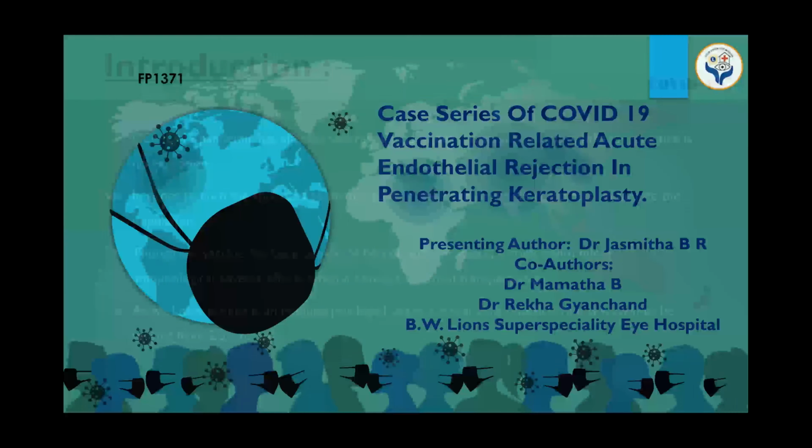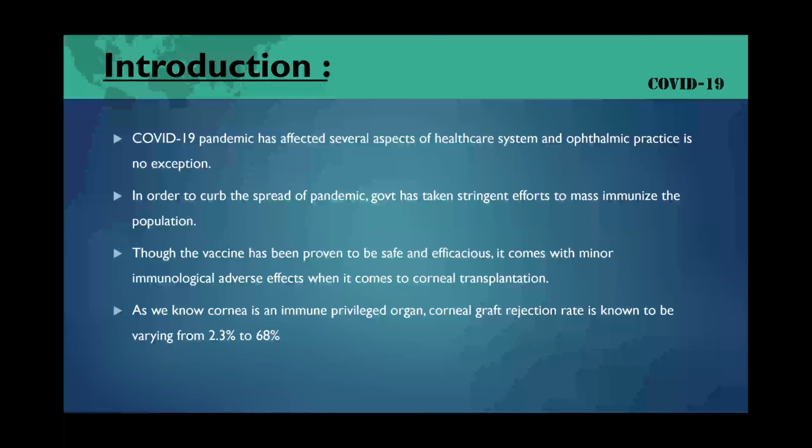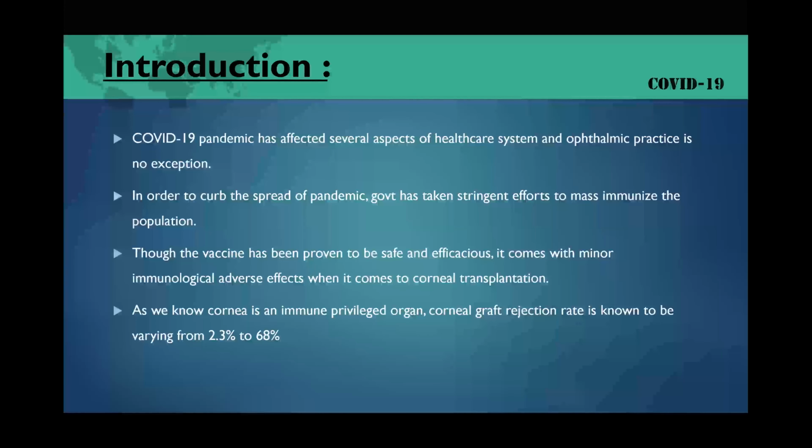So, as we know, the COVID-19 pandemic has affected several aspects of the healthcare system, and ophthalmic practice is no exception. The government has taken stringent efforts to curb the spread of the pandemic by mass immunization. Though the vaccine has been proven to be safe and efficacious, it also comes with minor immunological adverse effects when it comes to corneal transplantation. The corneal graft rejection rate varies from 2.3% to 68% depending on the risk factors.